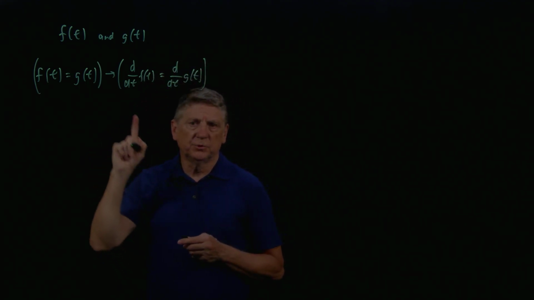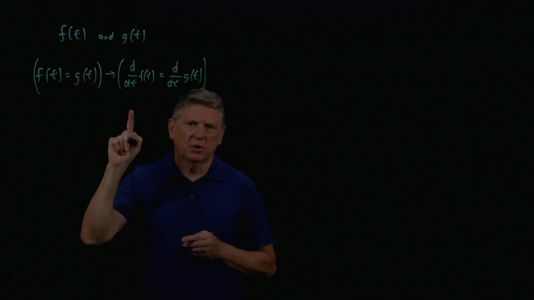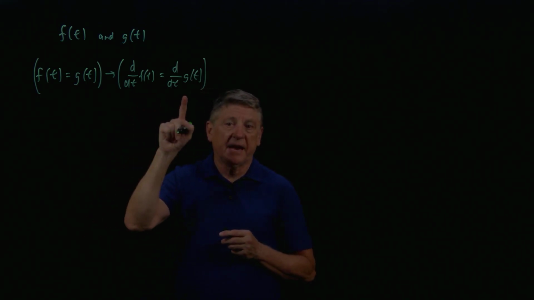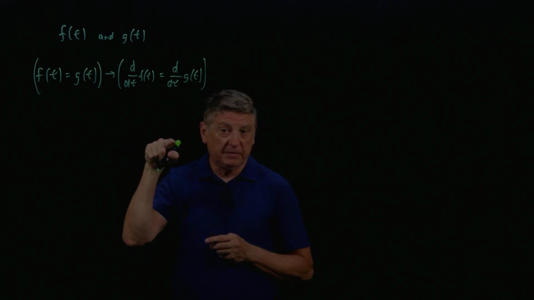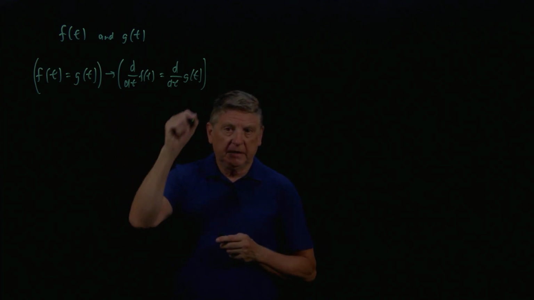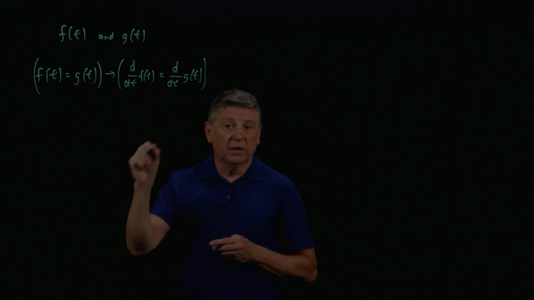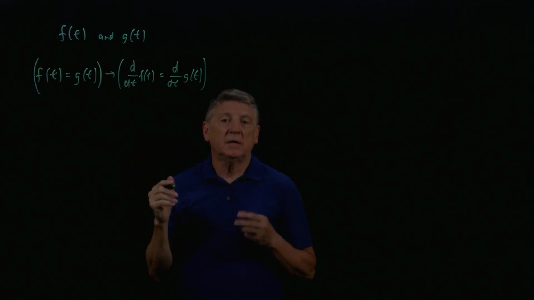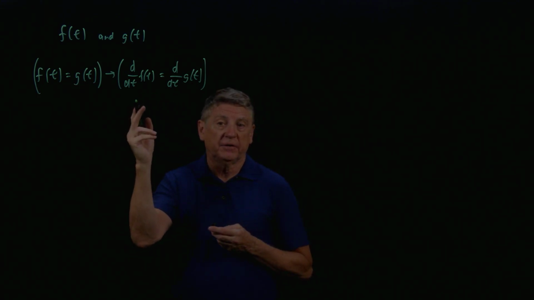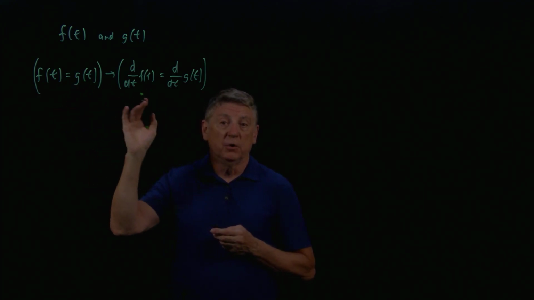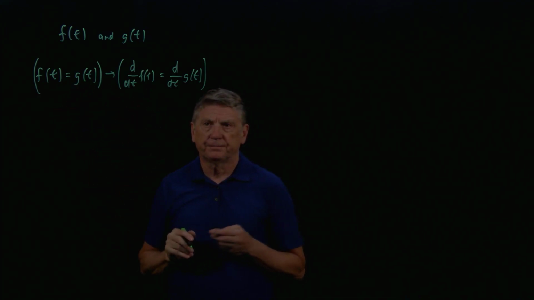Now, let's observe here that the converse is not true. For example, two functions might happen to have a derivative of 0. They might be flat, but one of them might be convex and one of them might be concave. And we can't tell just looking at the derivatives. But if the functions are equal, we know for sure that the derivatives are equal.